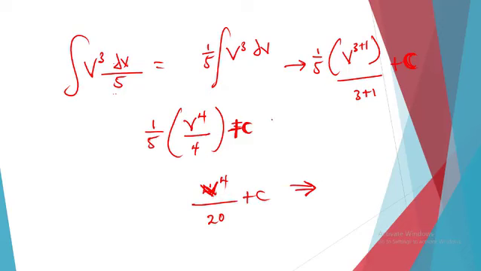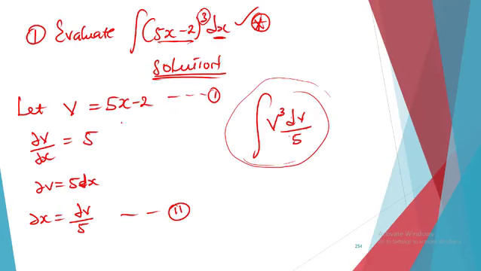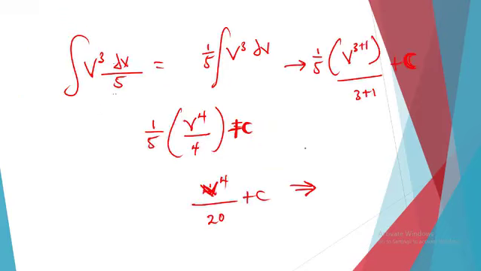Let's go back to the question. When we started, we let v be 5x minus 2. So wherever we see v, we now replace it with 5x minus 2, and that will give us (5x minus 2) raised to power 4 all over 20 plus c, and that's the answer. This is what we call integration by substitution.